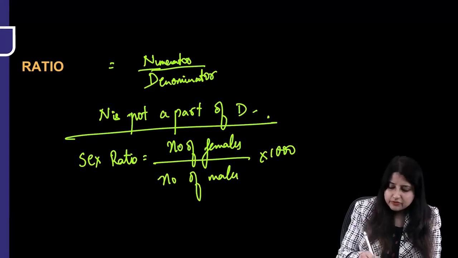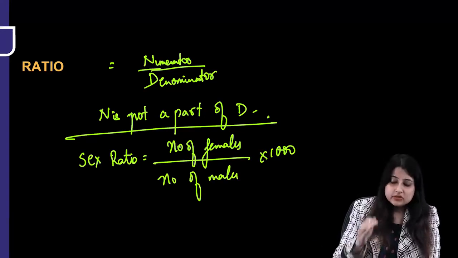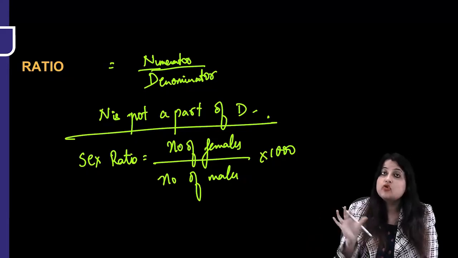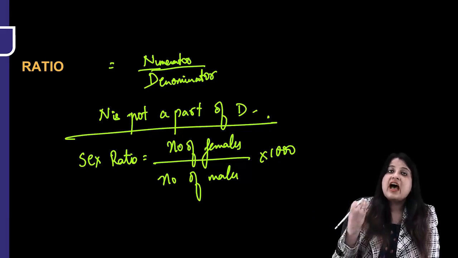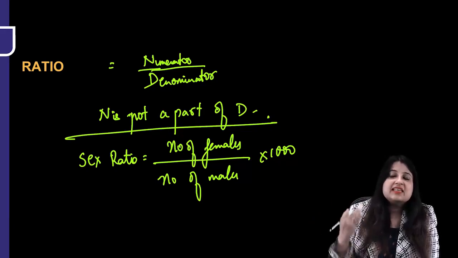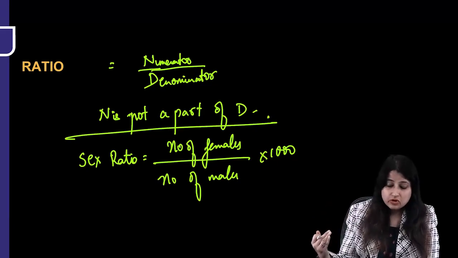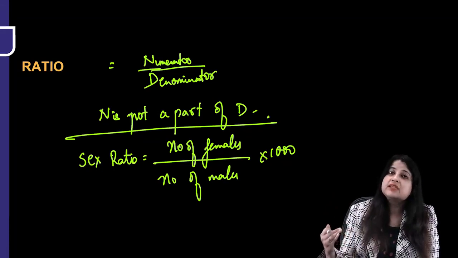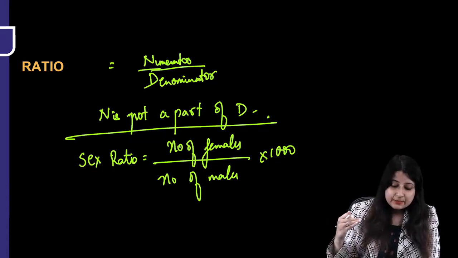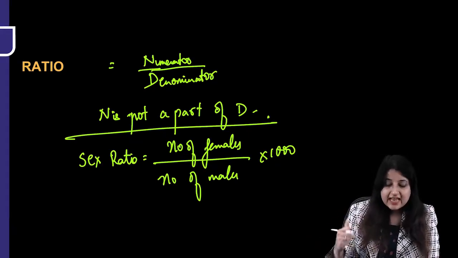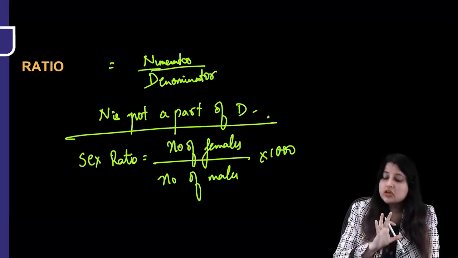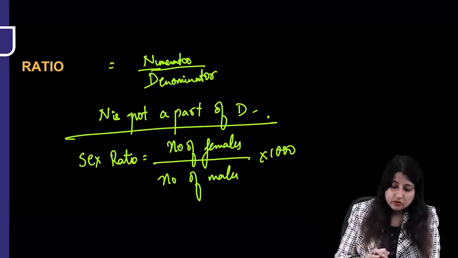So, is N a part of D? No. Alright. So, rate, ratio, proportion. Those are what? Tools of measurement in epidemiology. How can you express the frequencies? Rate, ratio, proportion. Rate: numerator is part of denominator, multiply 1000, 10,000, 1 lakh. In proportion, numerator is part of denominator but multiply 100. And in ratio, numerator is not a part of denominator.